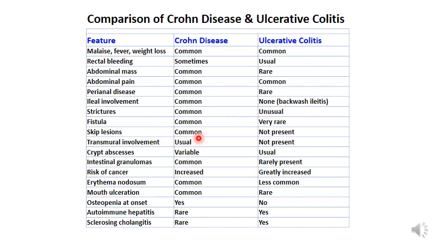Skin lesions are common in Crohn's disease and not present here. Transmural involvement is common in Crohn's disease and not present in ulcerative colitis because it's a mucosal disease. Crypt abscesses are usual in ulcerative colitis and variable in Crohn's disease. The other thing, mouth ulceration is common in Crohn's disease and less in ulcerative colitis, as well as erythema nodosum, which is common here and less common in ulcerative colitis.